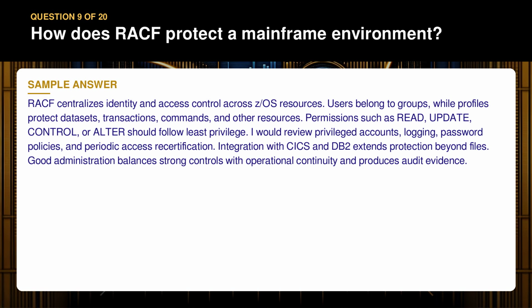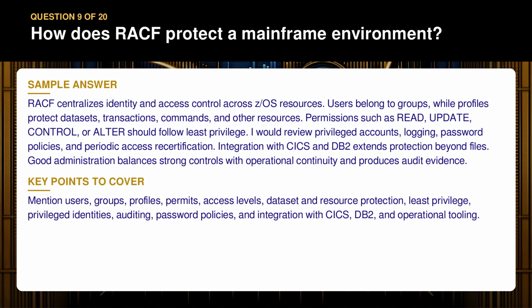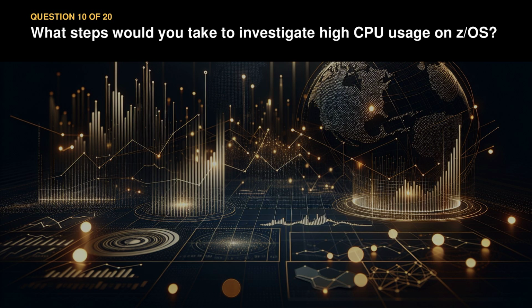Integration with CICS and DB2 extends protection beyond files. Good administration balances strong controls with operational continuity and produces audit evidence. Mention users, groups, profiles, permits, access levels, dataset and resource protection, least privilege, privileged identities, auditing, password policies, and integration with CICS, DB2, and operational tooling. Question 10. What steps would you take to investigate high CPU usage on z/OS?